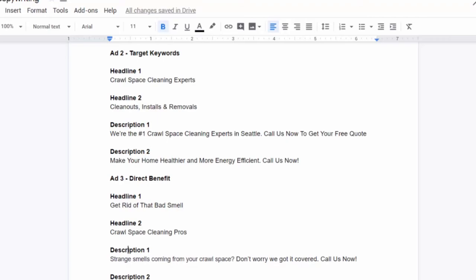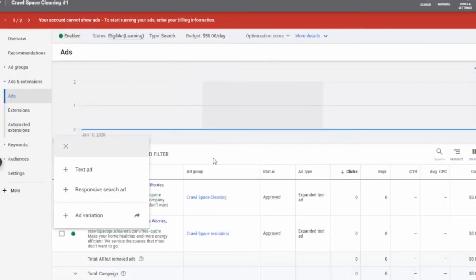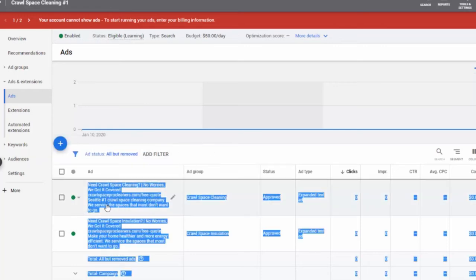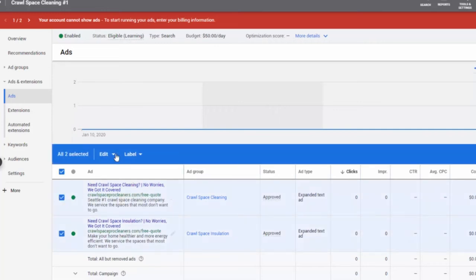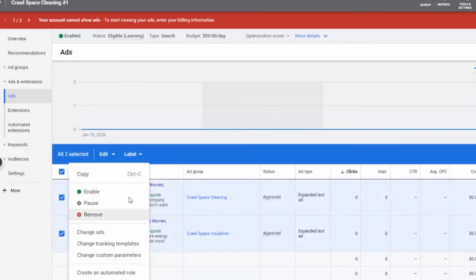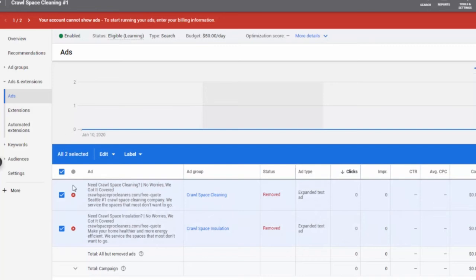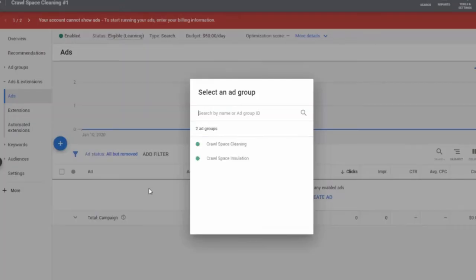So now let's go ahead and create these ads. Let's go over here. Well, actually, let's go ahead and delete these first. I want to have 3 brand new ads in here. So let's delete these 2 here. Let's remove. Yes. Doesn't matter. Okay, so now let's go to text ad. Okay, great. Let's go to crawl space cleaning.